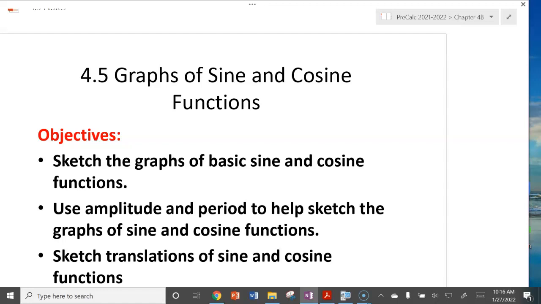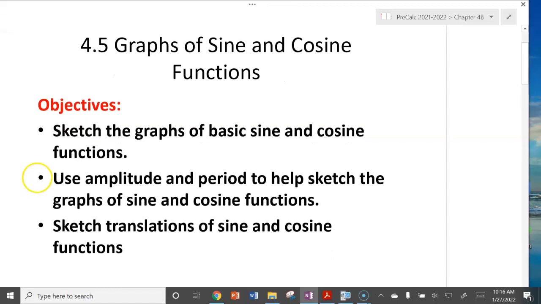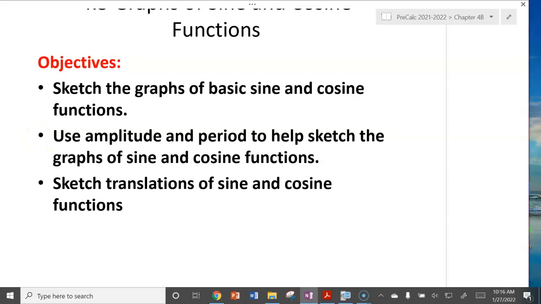So our objective is to graph the basic sine and cosine functions, and then we're going to start using amplitude and period to help sketch those functions, so we can actually change amplitude and period and they will change the graph. And we're also going to do some translations, things like shifting left and right. And if we do a left-right shift, we call that a phase shift.